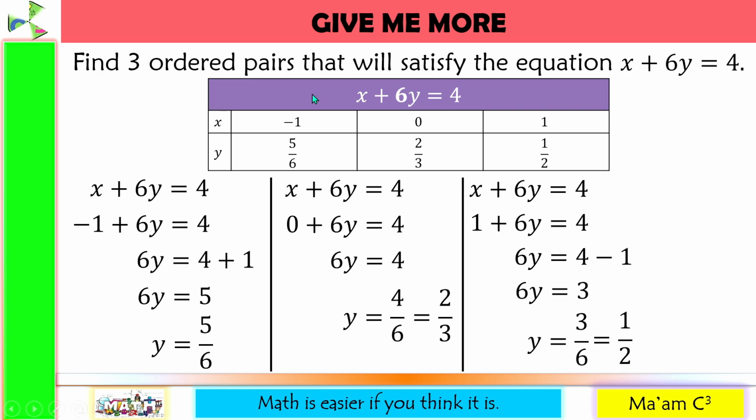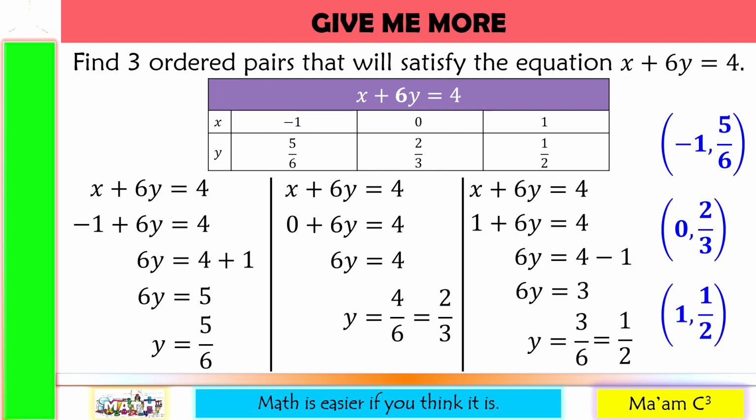So the three ordered pairs that will satisfy this equation are, number 1, we have -1, comma 5/6. We have 0, comma 2/3. And we have 1, comma 1/2. Again, I repeat, these are not just the values of x that you can assign. You can assign any values of x that you want and then solve for the corresponding y values, and so you have your ordered pairs.